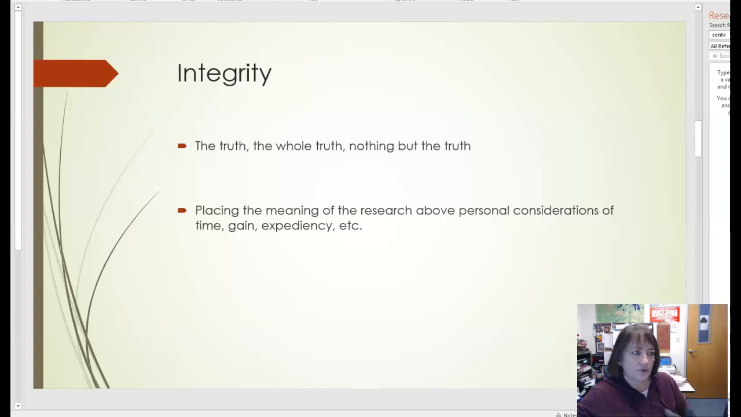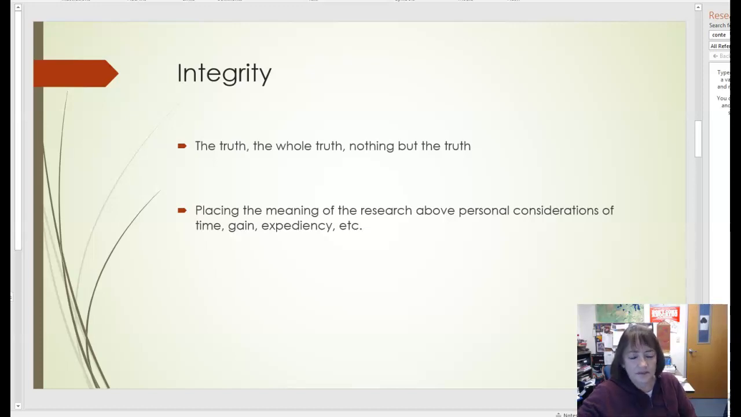So just because you don't omit facts, or just because you don't overtly say something that is untrue, doesn't mean that your research has integrity. What we want to do is to present the best, most complete picture that we can possibly determine from what we've researched at that time.